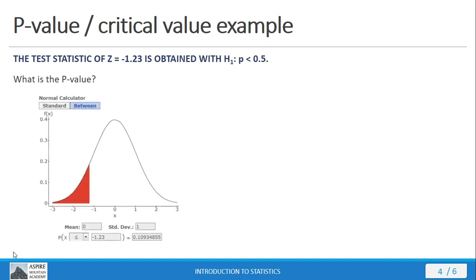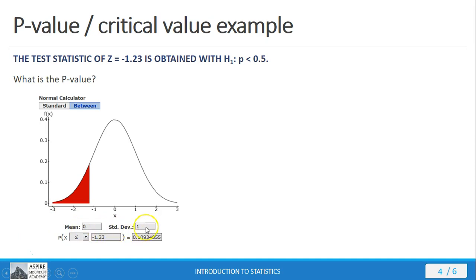Well, in this instance, we're going to go to our normal calculator in StatCrunch. We're using the normal distribution because we have a test statistic as a z-score, and z-scores come from the normal distribution. Notice this is a standard normal distribution because the mean value is 0 and the standard deviation is 1. This is what you want.